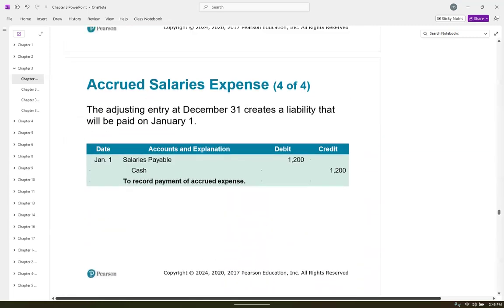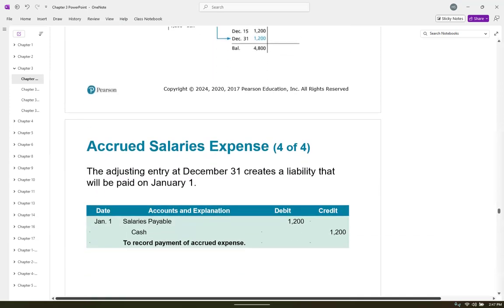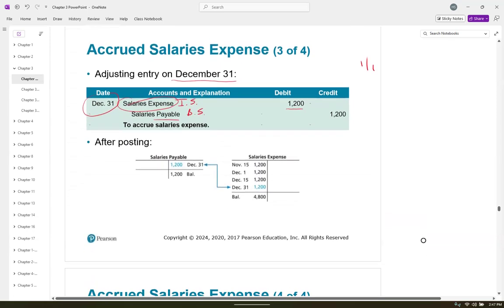All right, so this is the adjusting entry. Notice: end of the period, income statement account, balance sheet account, no cash. No cash was involved here. But then we're going to pay this salaries payable when it rolls around to January 1st. January 1st is not the adjusting entry; the adjusting entry was on December 31st. On January 1st, we are going to debit salaries payable and credit cash, not expense, because we recorded the expense up here. So the expense is in that year.